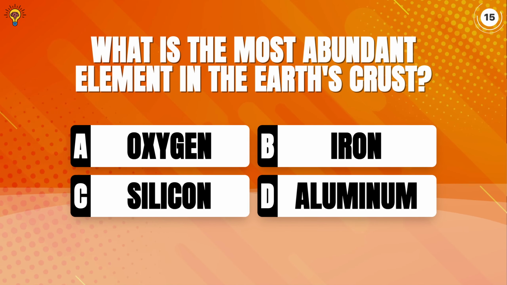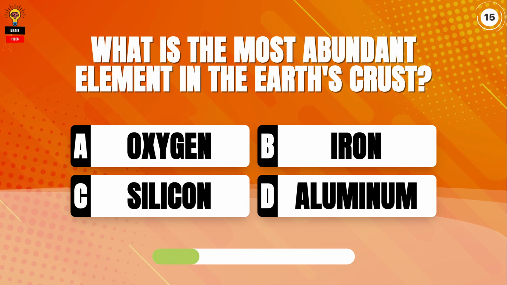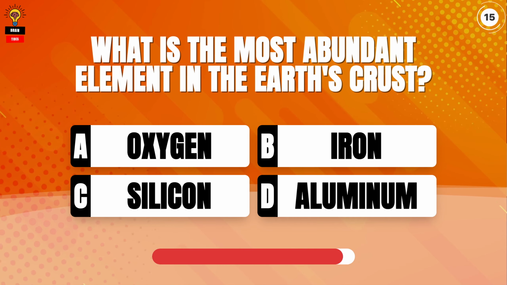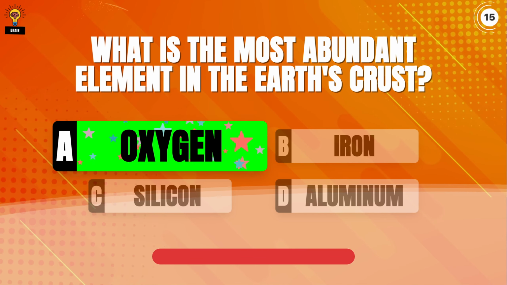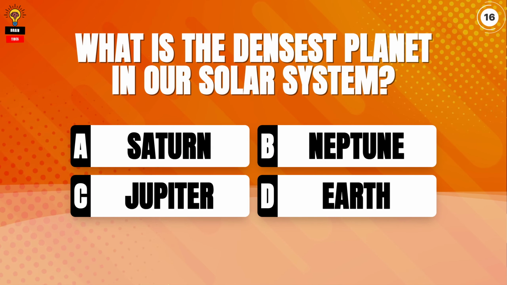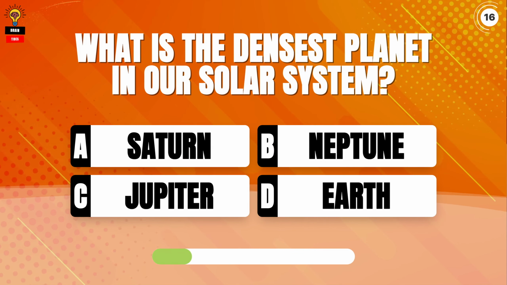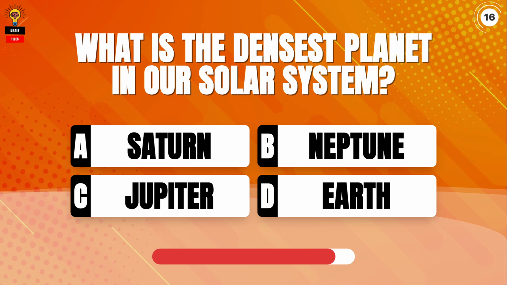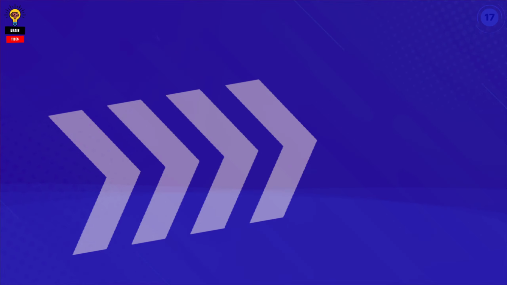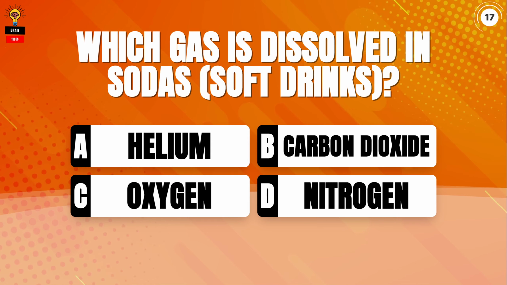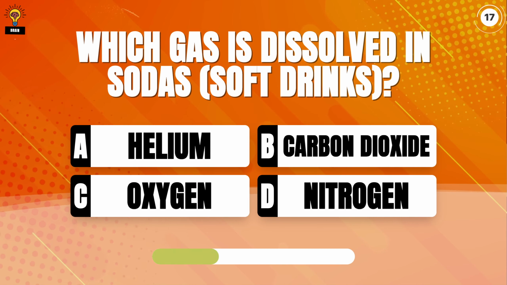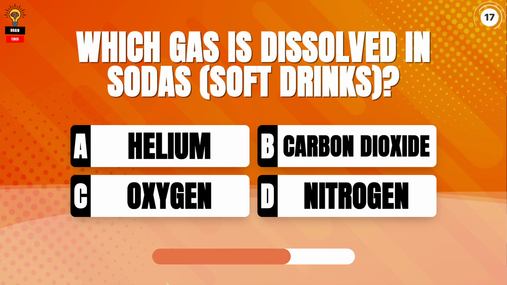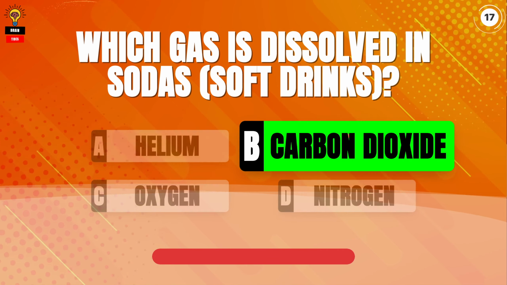Vertebrate. What is the most abundant element in the Earth's crust? Oxygen. What is the densest planet in our solar system? Earth. Which gas is dissolved in sodas? Carbon dioxide.